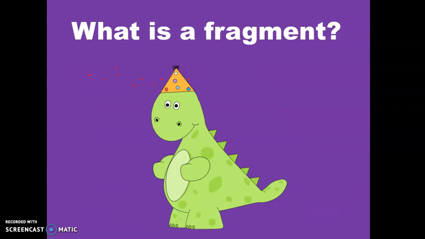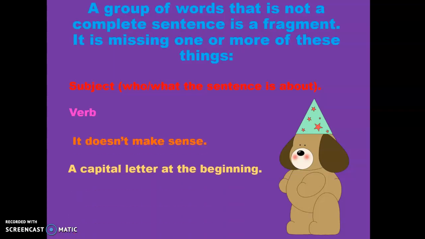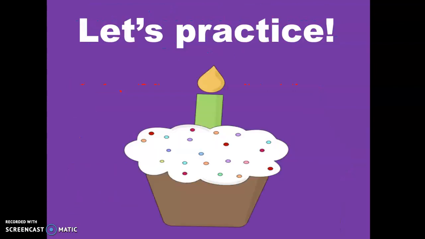What is a fragment? A group of words that is not a complete sentence is a fragment. It is missing one or more of these things: a subject, who or what the sentence is about, a verb, words that make sense, a capital letter at the beginning, or an end mark at the end.